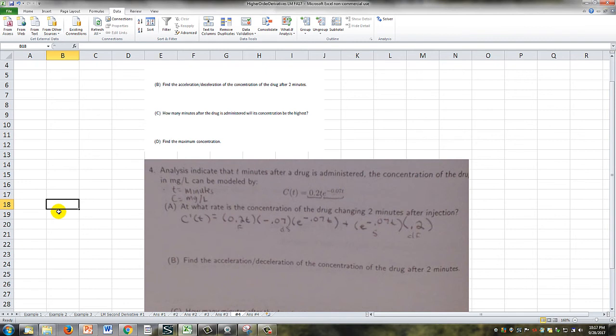So I'm going to multiply the 0.2 times the negative 0.07, and I'm going to write this down. I'll come back, I'll have it written down, but it's c prime of t, negative 0.014t times e to the 0.07t, and then the second one I have.